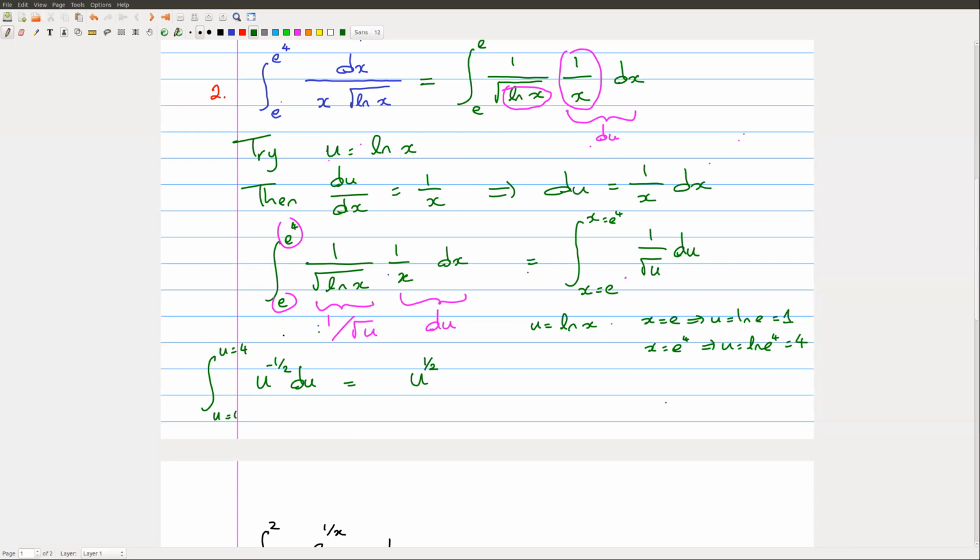Divide by the increased power, which is 1/2. So dividing by 1/2 is multiplying by 2. So we get 2 times u to the 1/2. That u equals 4 and u equals 1. When u is 4, u to the 1/2 is the square root of u, so that's 2. So this is 2 times 2 minus 2 times the square root of 1, which is minus 2 times 1. So the answer is 4 minus 2, which is 2.